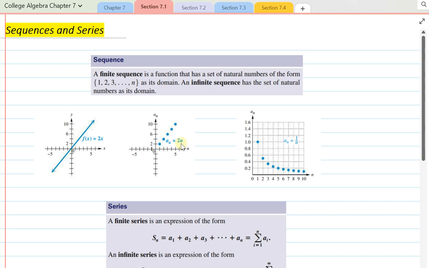For instance, when n is 1, 2 times 1 is 2. So you get the first dot at a height of 2. The next dot, that's when n is 2. 2 times 2 is 4. So that would be the next dot.